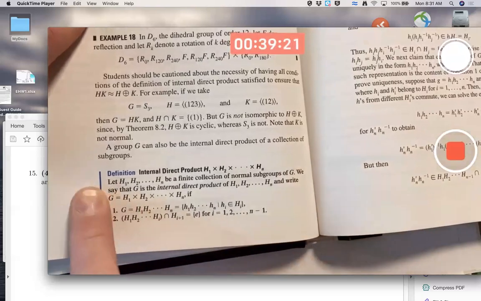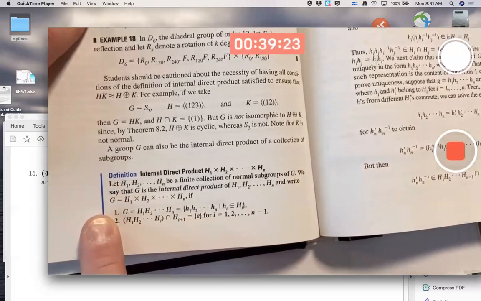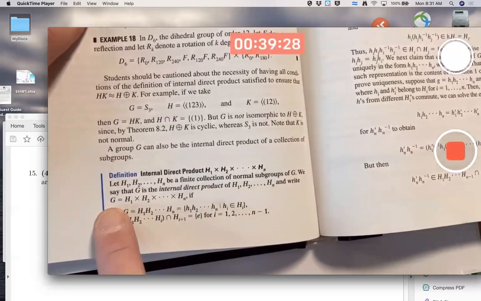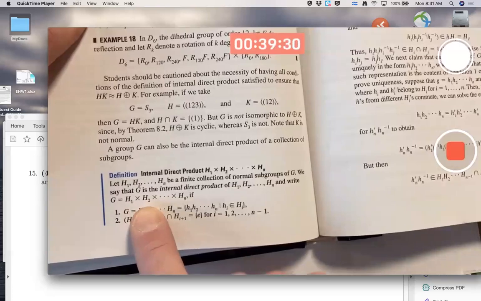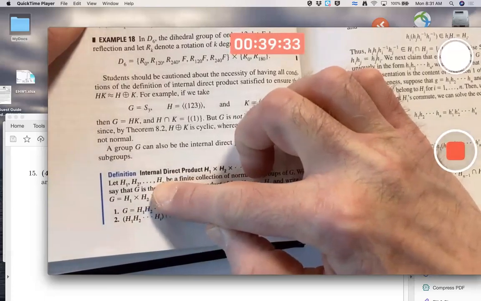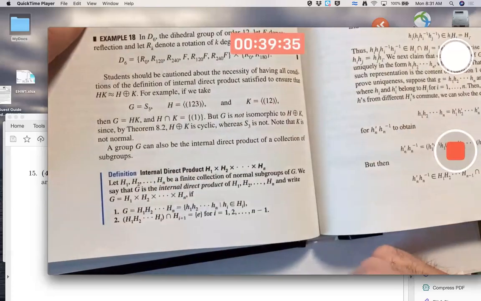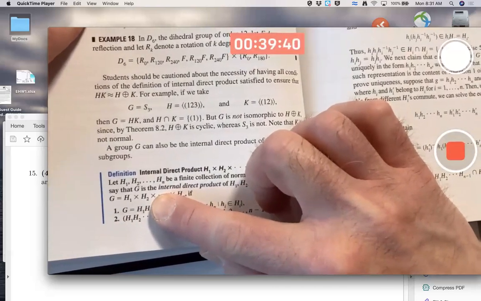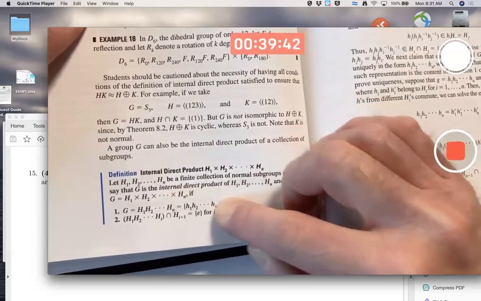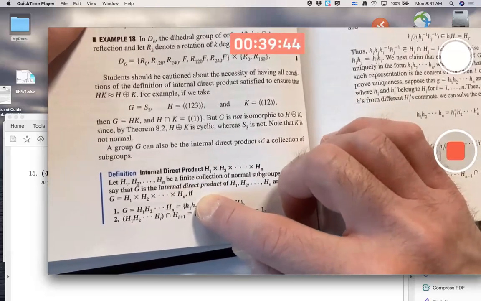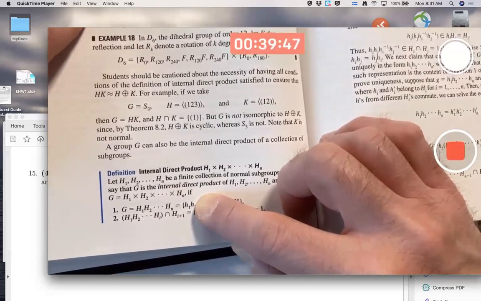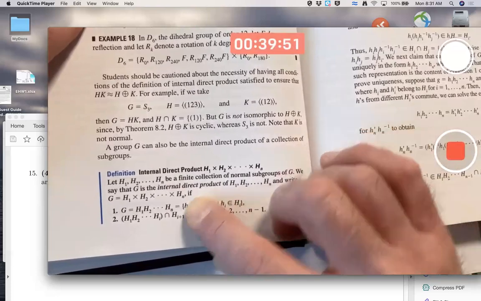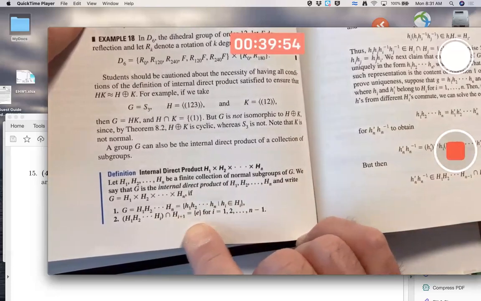Imagine this definition in the context of two subgroups, H1 and H2. G is the internal direct product, and we would write G equals H1 cross H2. If there's just two, H1, H2, that's the same as HK. In other words, every element in G is a product of something in the first group times something in the second. Then it would be the entire group. And H1 intersect H2 would be just the identity.